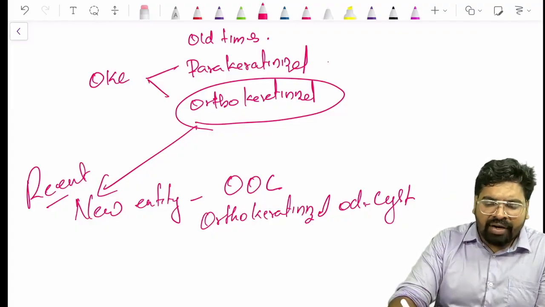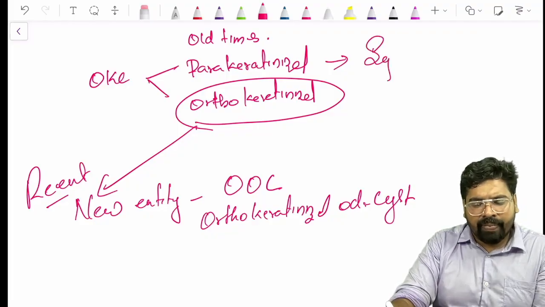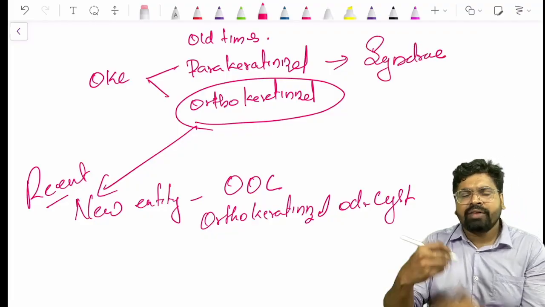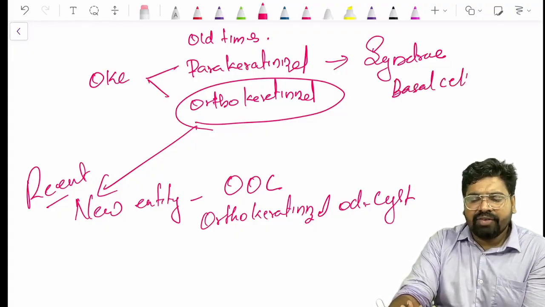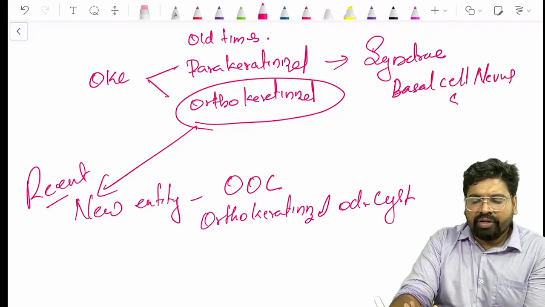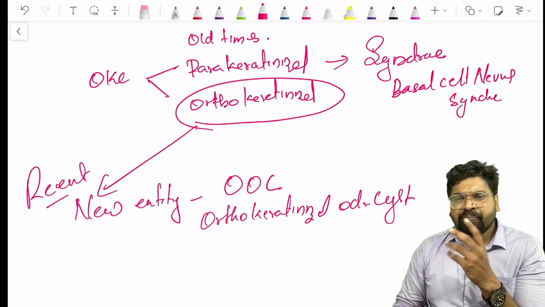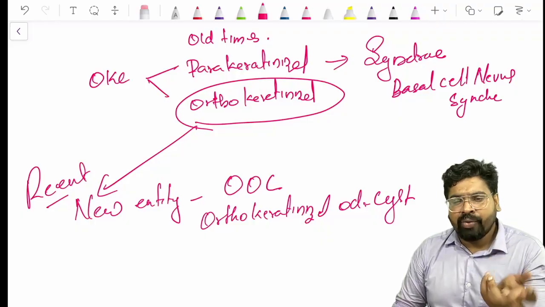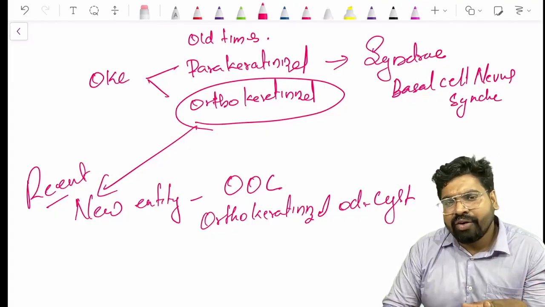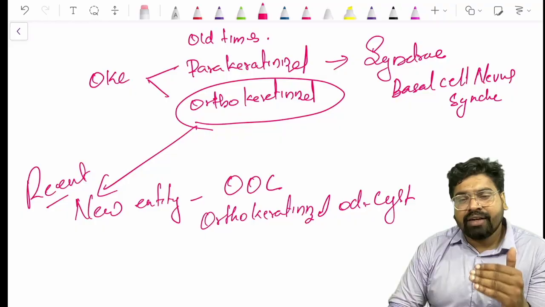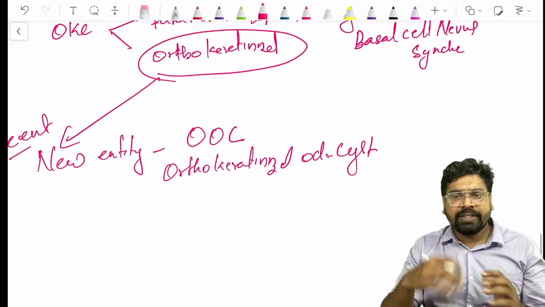And OKC is the one associated with the syndromes. Okay, which syndrome is associated with OKC? Your basal cell nevus syndrome. So in one question paper, it was asked which type of OKC is associated with syndrome. The para-keratinized one. Okay, the para-keratinized one is associated with syndrome. The new entity orthokeratinized odontogenic cyst is different. Okay, OOC is now different.